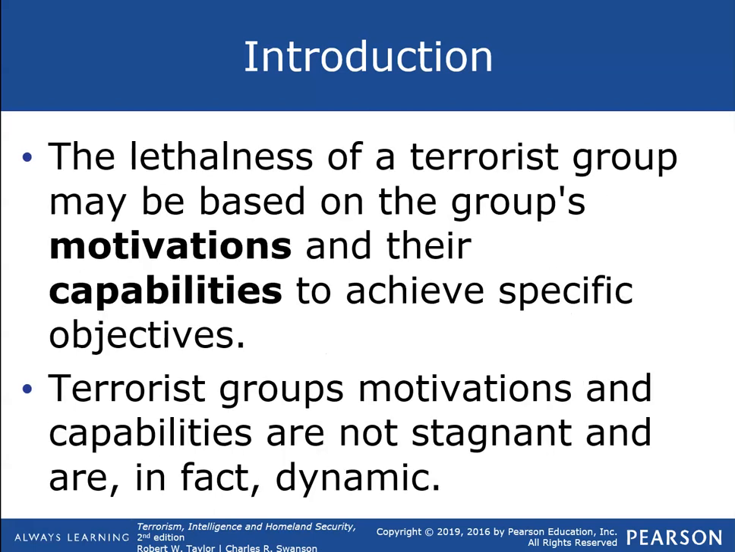Now, another author, Gaynor, explains their actions by dividing them into groups based on either their motivation, meaning their intention, or their capabilities to achieve specific objectives. So, for example, actually destroying a target. What that means is the lethalness of a terrorist group may be based on the group's motivations and their capabilities to achieve their specific objective. But again, remember, terrorist groups' motivations and capabilities are not stagnant, and they are, in fact, dynamic.